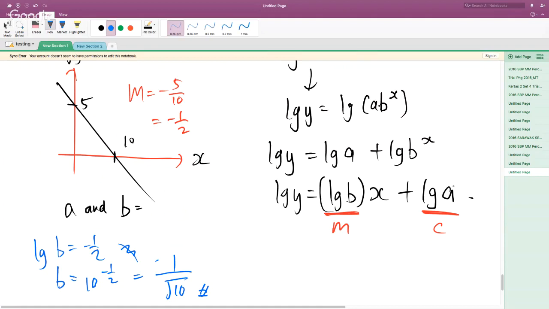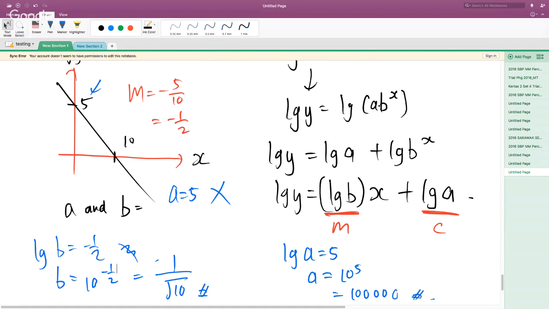Same thing for a. If you say a equals 5, then you got wrong. Because the 5 here is a log value. So I will say log a equals 5. Maybe a is equal to 10 power 5. Then it's just 50. Okay, this is how you should do the linear law.